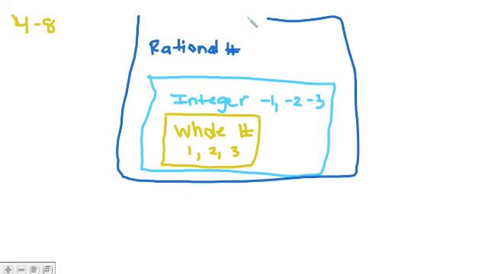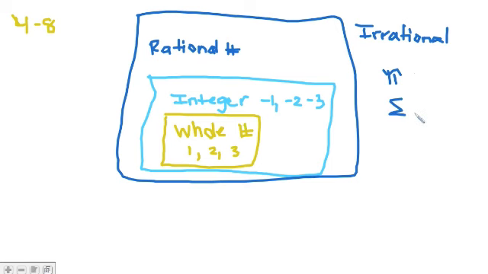It truly exists on a number line. Okay, a number that doesn't truly exist on a number line is known as an irrational number. Irrational numbers are symbols sometimes used, like pi, okay, and sigma. Those are irrational numbers because you cannot find them on a number line, all right?